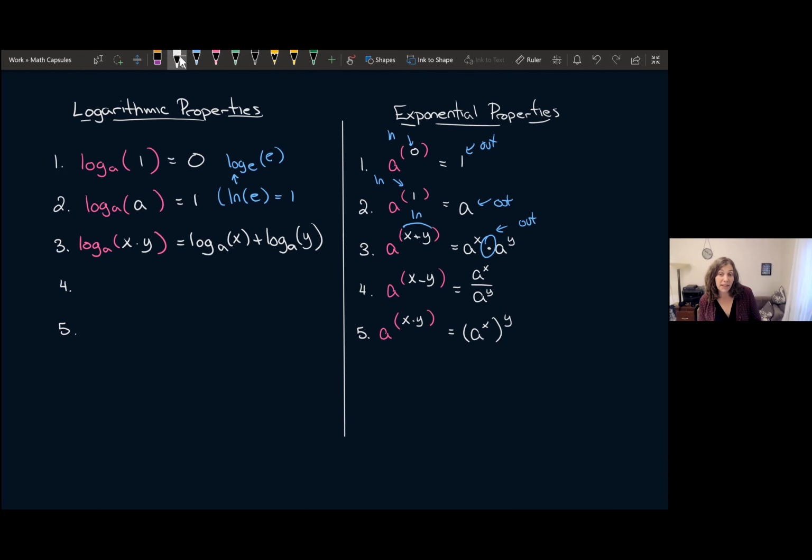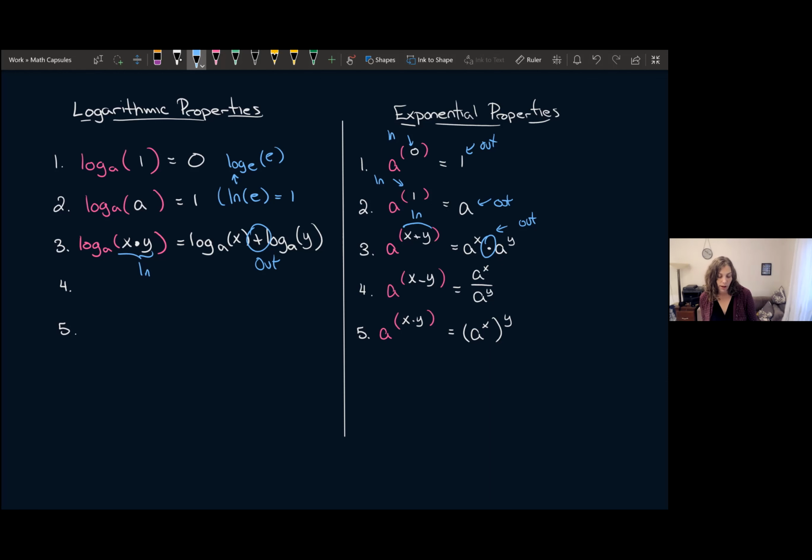So what can you notice here? For exponents, I had a sum on the inside of my function, which became a product on the outside. Now for logarithms, that's flipped. I have a product when I'm inside the logarithm, which becomes a sum when I'm outside the logarithm. So that inverse property is showing up here. And that might help you remember or make a little bit of sense of this logarithm property.